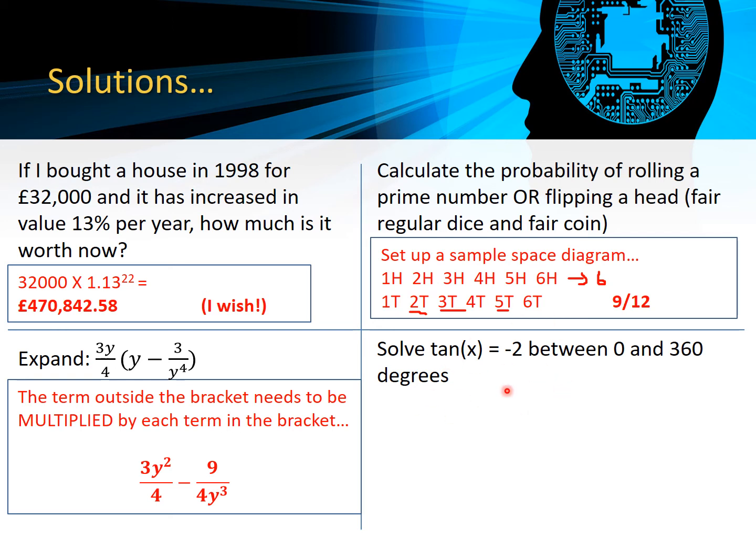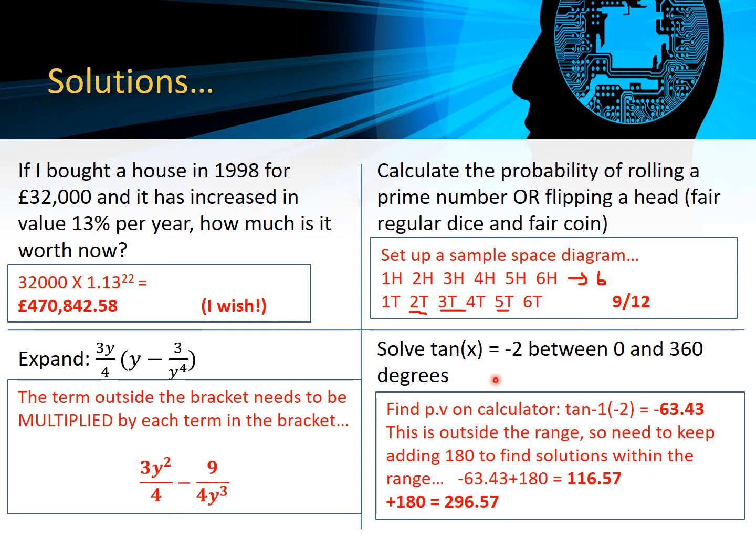And then solving this one: tan x equals minus 2 between 0 and 360 degrees. The problem you're going to have here is you put your principal value in your calculator, and it gives you a negative number. Minus 63 is not between 0 and 360, so that ain't right. Because tan repeats every 180 degrees, we just keep adding 180 on until we get answers. Add 180 on, we get this value, that's between 0 and 360. I can add another 180, that's between 0 and 360 as well. Happy days, I've got 2 answers.